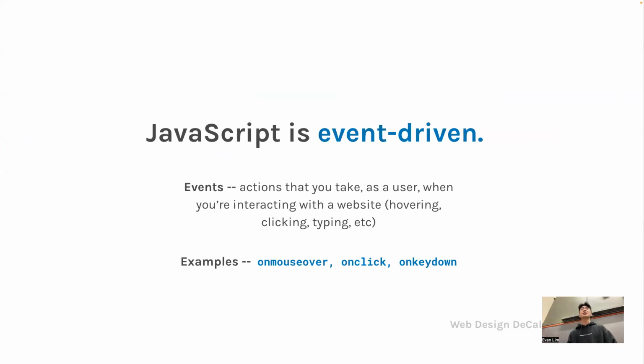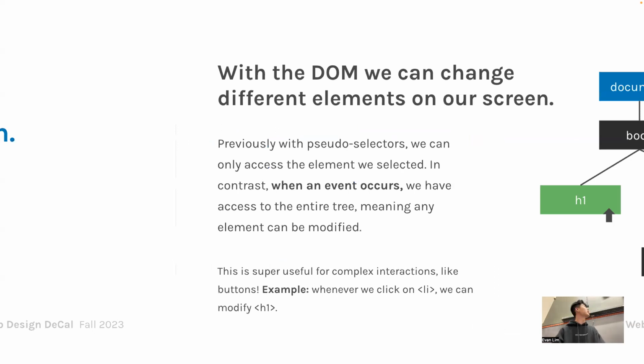So the important thing for today's lecture is the fact that JavaScript is event-driven. What does that mean? Events in this context are any like user actions. So things like clicking the mouse, scrolling, hovering the mouse, maybe like pressing things on the keyboard, which we can represent with these names. These kind of correspond over. So on mouse over would correspond to hovering, on click would be clicking, and then on key down is typing.